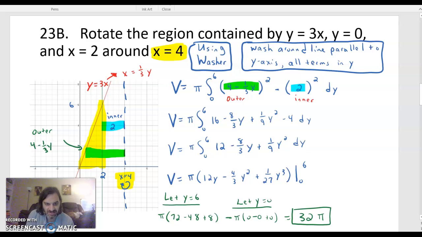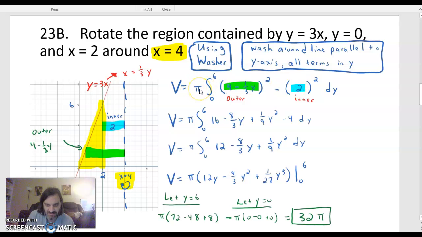So I've already graphed the region. Makes a little triangular region in the first quadrant. So using washer and going around something parallel to the y-axis, which x equals 4 is parallel to the y-axis, I need everything in terms of y. So everything I put in my integral is going to be in terms of y. So remember the washer method. If there's a gap, which there is, between the line of rotation and the actual figure, it is pi times the integral of the outer radius squared minus the inner radius squared.